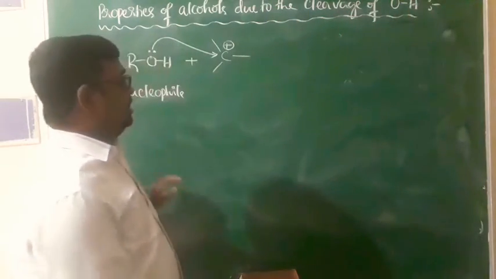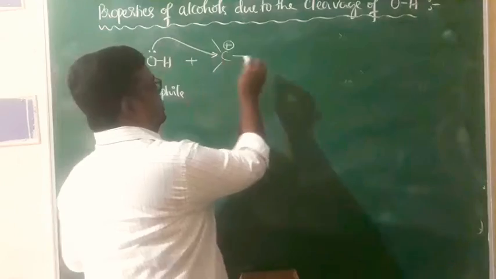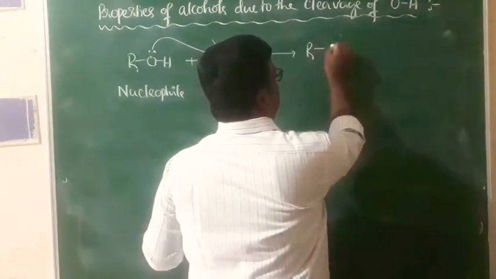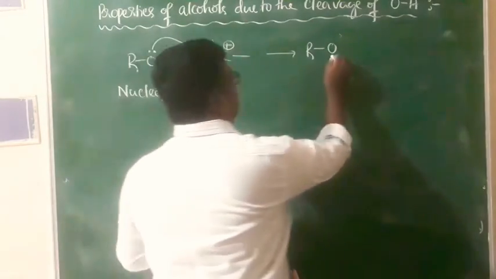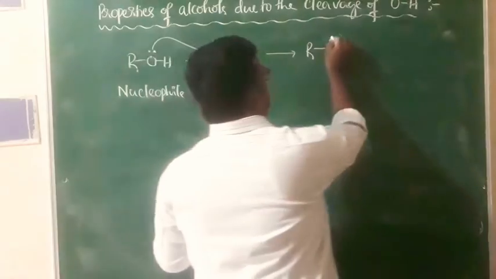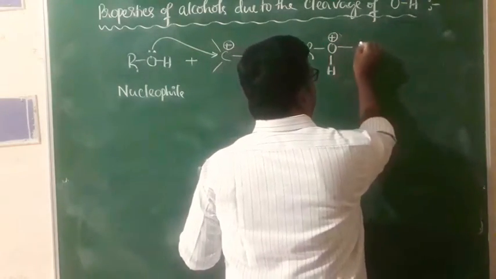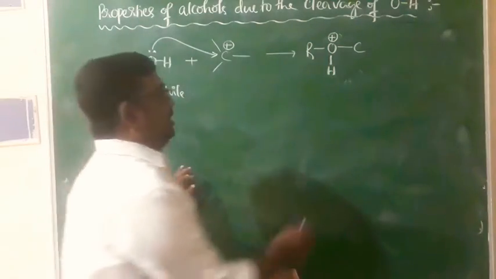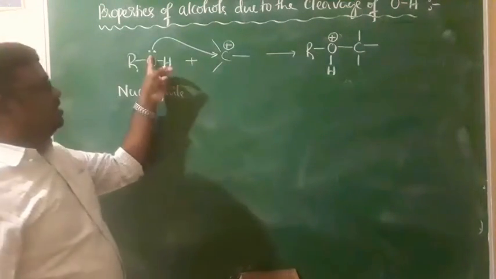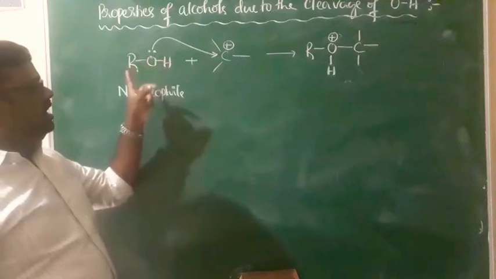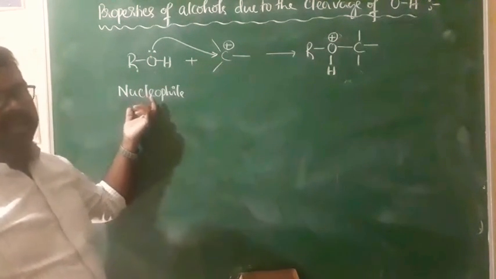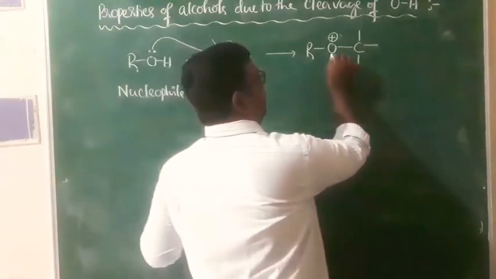When it donates electron pairs to this, you are going to get this, R-O, I'll write H below oxygen now, right? As it donates electron pairs, oxygen gets a positive charge and it will be connected to carbon by a single bond, and of course the positive charge of the carbon will be neutralized by the electron pairs. Here, as alcohol donates electron pairs to the C+, it is acting like a nucleophile. Look at this, here we have the OH bond.